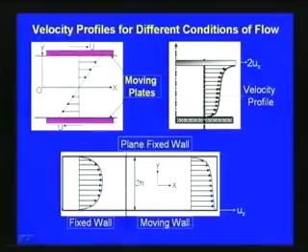Say, for example, if we consider the two plates like this. What we consider in plane Poiseuille flow is that both plates are fixed, and then in Couette flow we consider one plate moving like this. Another case we can consider is where both plates are moving in opposite directions like this.